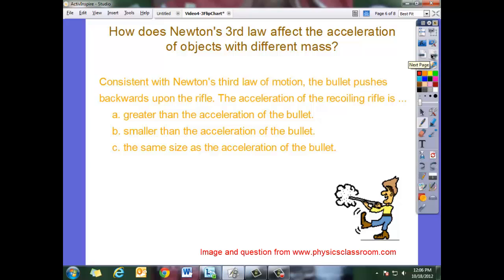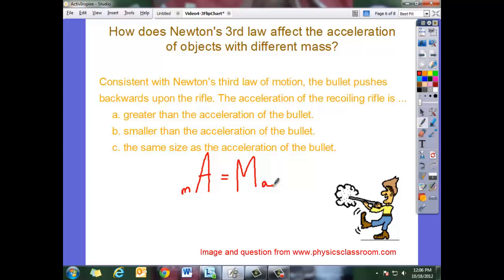Consistent with Newton's third law of motion, the bullet pushes backwards on the rifle. The acceleration of the recoiling rifle is... If I look at the mass of the bullet compared to its acceleration, the mass is small, the acceleration is very large. If I look at the mass of the rifle in comparison, it's very large compared to the bullet. Therefore, because these two have to equal each other, its acceleration has to be very small.